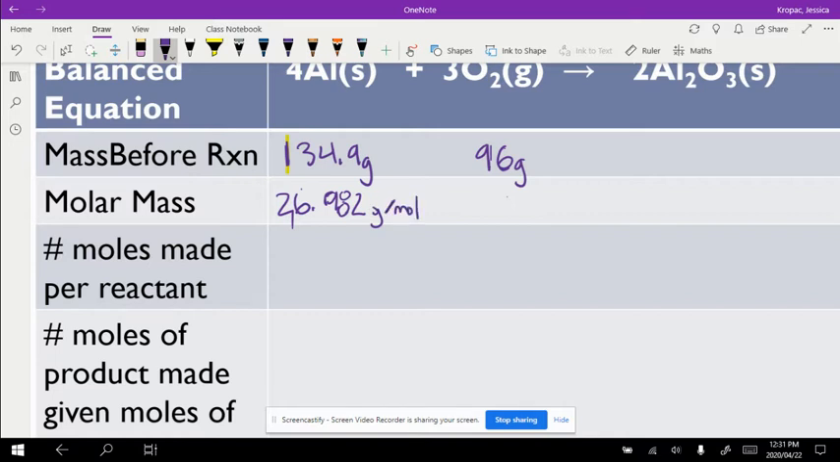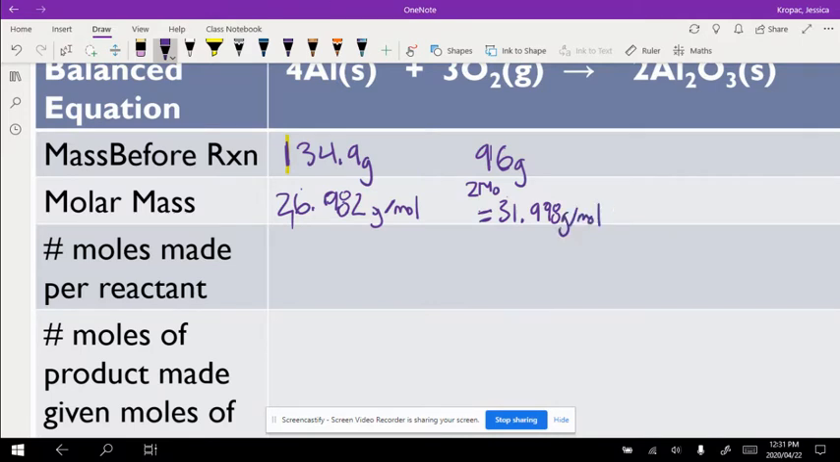Molar mass of oxygen is a little bit more challenging. To figure out the molar mass of oxygen, we want to take the molar mass of oxygen and multiply it by 2. Why are we multiplying it by 2? It's O2. There's that small subscript of 2. So the molar mass of oxygen is 15.999. If we multiply that by 2, we're going to get the molar mass of oxygen is going to be 31.998 grams per mole.